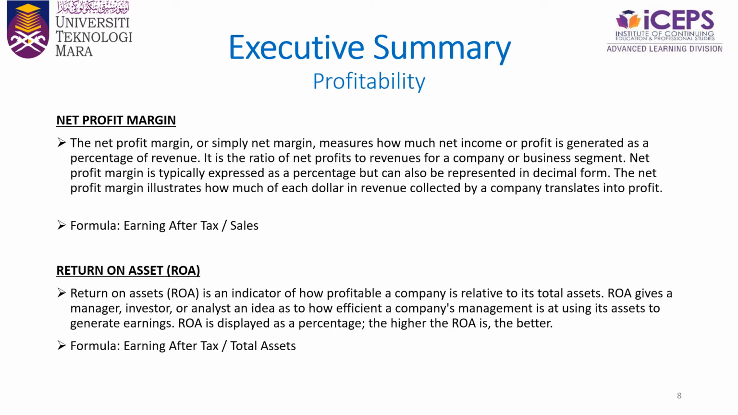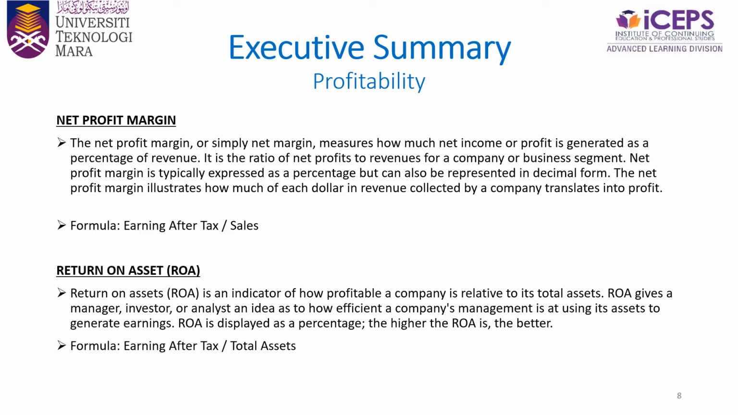And then for profitability, we start with net profit margin. The net profit margin, or simply net margin, measures how much net income or profit is generated as a percentage of revenue. It is the ratio of net profits to revenue for a company or business segment. Net profit margin is typically expressed as a percentage but can also be represented in decimal form. The net profit margin illustrates how much of each dollar in revenue collected by a company translates into profit. Formula: earnings after tax over sales.